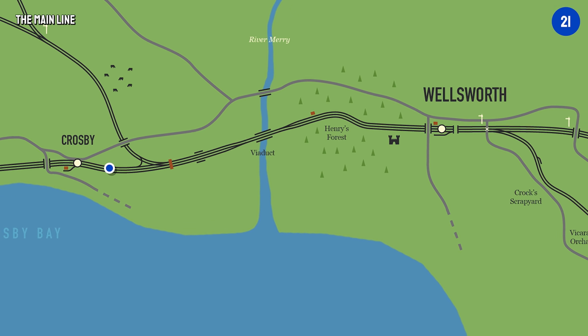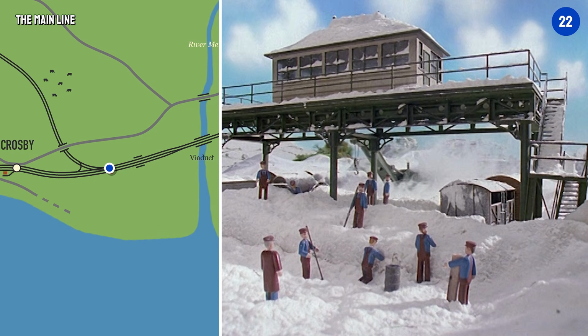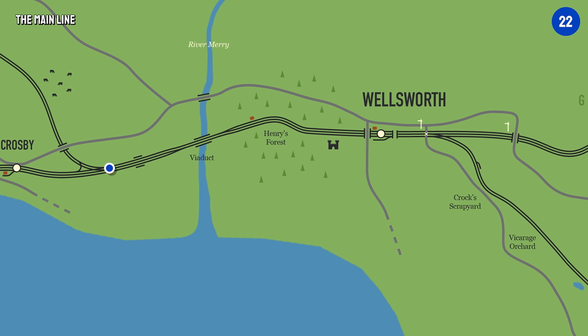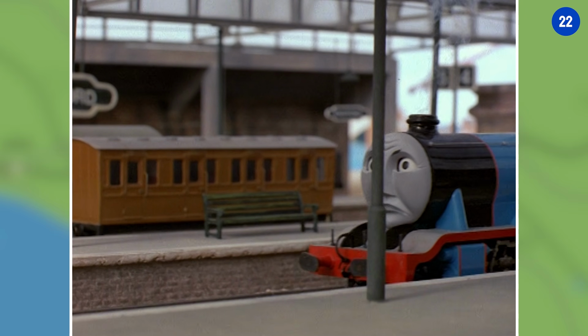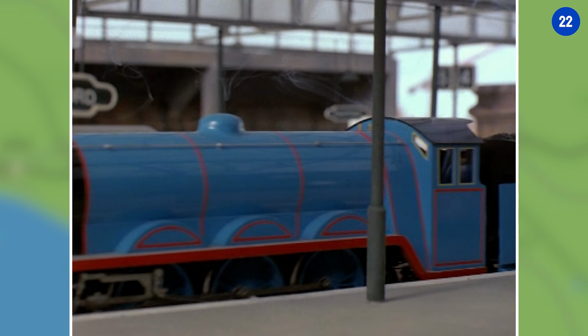Up ahead is the junction for the loop line, and I've gone ahead and placed the overhead signal box we see only in a single shot from Season 3 here. I'm going to pause from the main line for a minute to explain the loop line. So the loop line is something that has been debated for a long time.